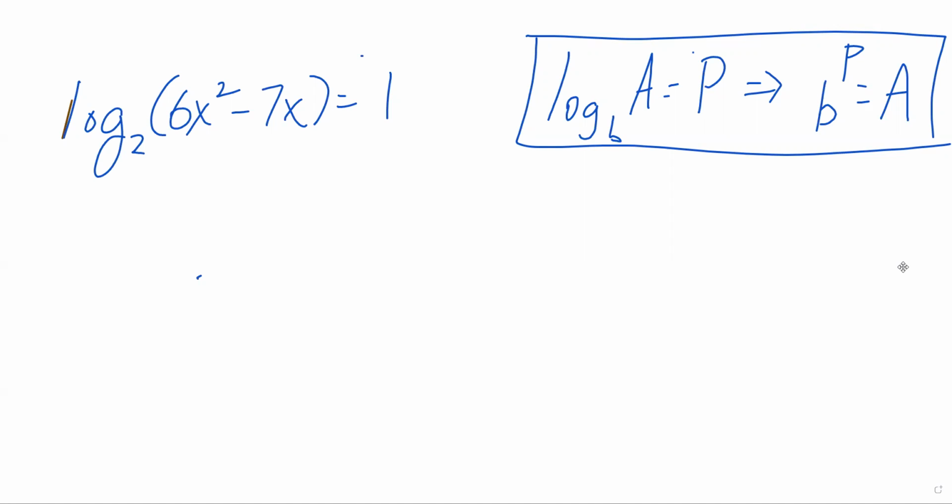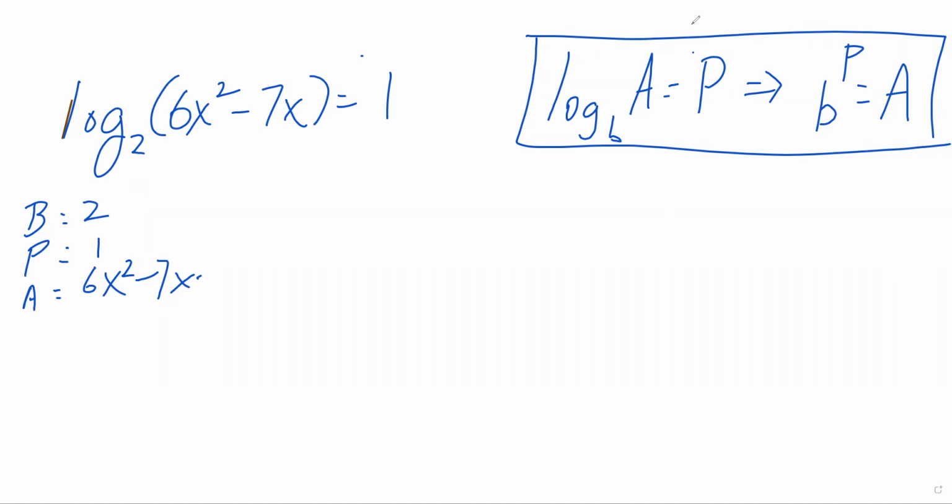So in this particular case, I like to point out to folks that this is the base. The power is 1, and the logarithmic argument is that incomplete quadratic. And that incomplete quadratic gives a lot of people trouble. Keep that in mind.